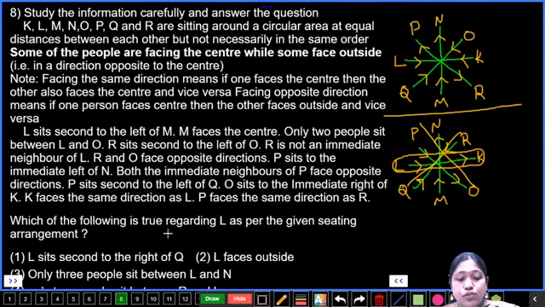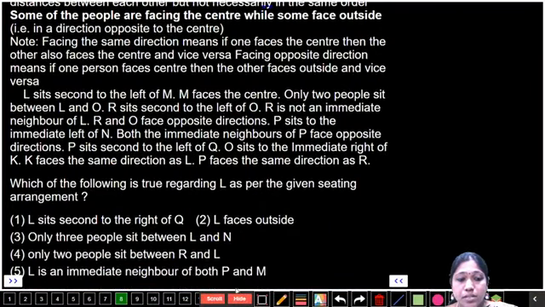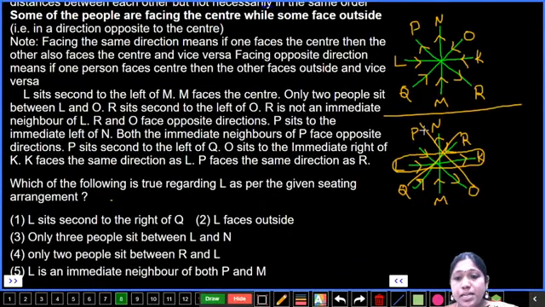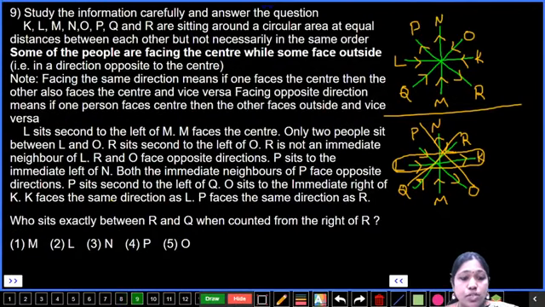Which of the following is true regarding L as per the given arrangement? See the fourth option. Only 2 people are sitting between R and L, which is true, option number 4. And the next question is, who sits exactly between R and Q when counted from the right side of R? It is M, option number 1.